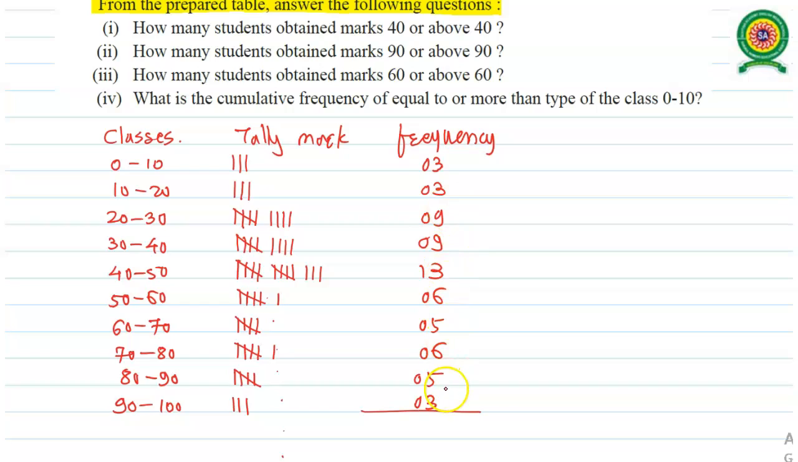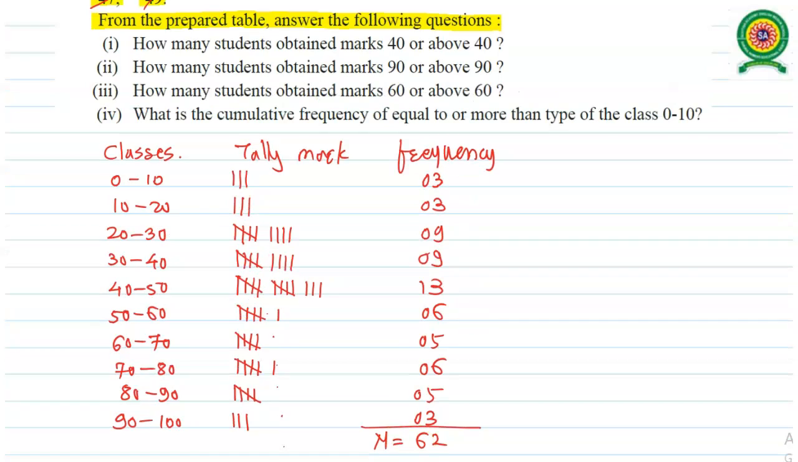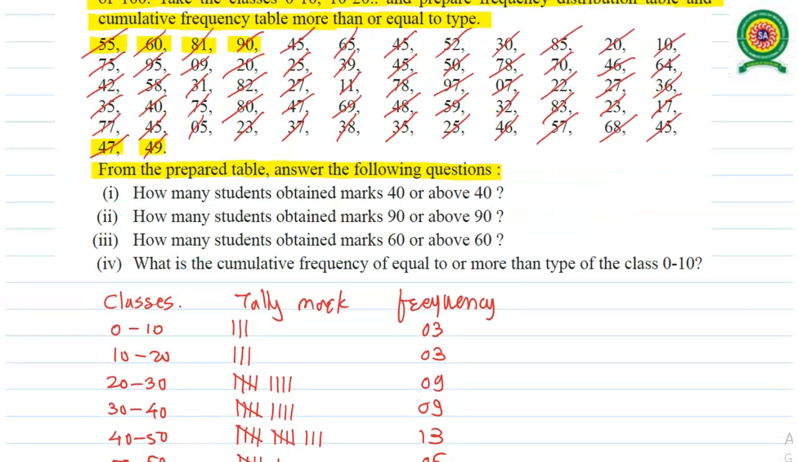Let's try to add up them. We have 9 plus 9 is 18. 18 plus 6 is 24. 24 plus 13 we are getting 37. 37 plus 6 we have a 43. 43 plus 5 is 48. 48 plus 6 we have a 54. And 54 plus 8 we have 62. That is the total frequency, denoted by n. That means the total number of students, we have exactly 62.